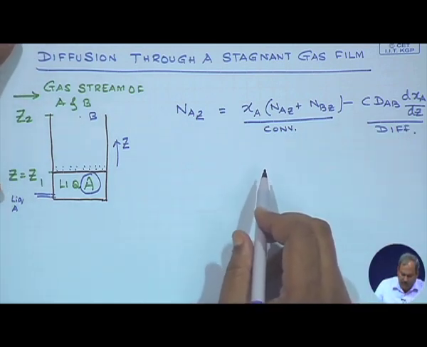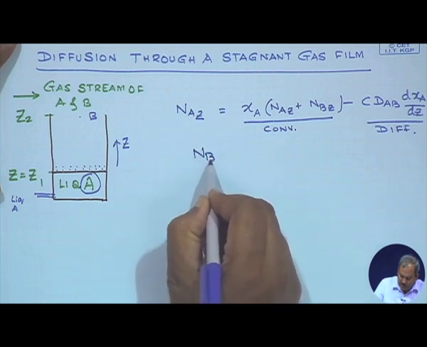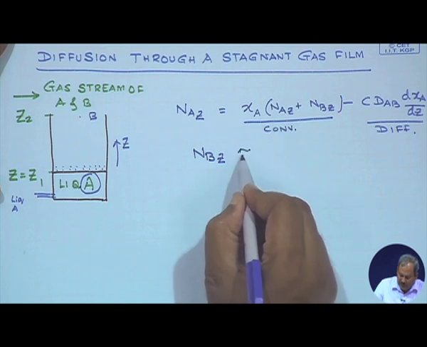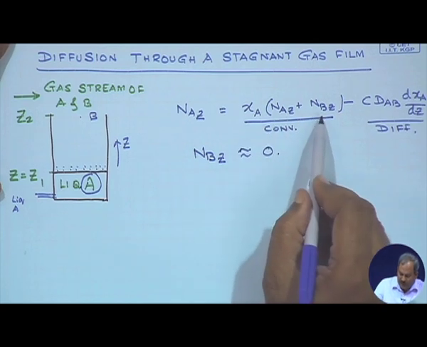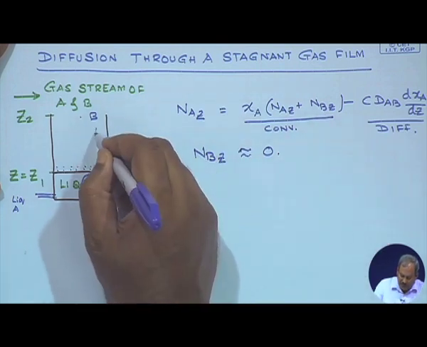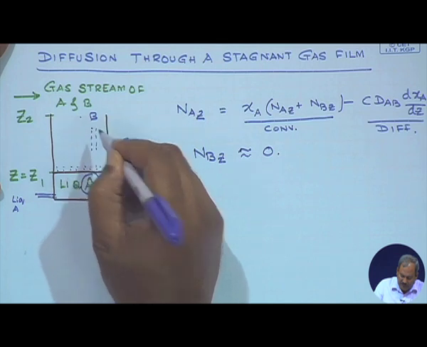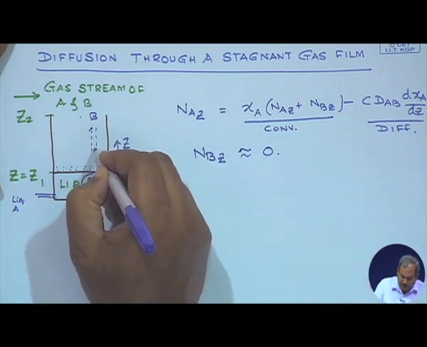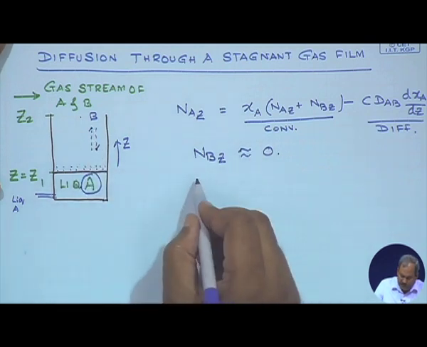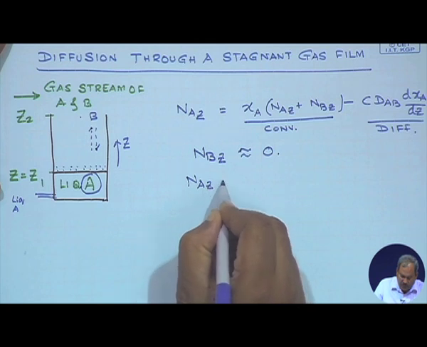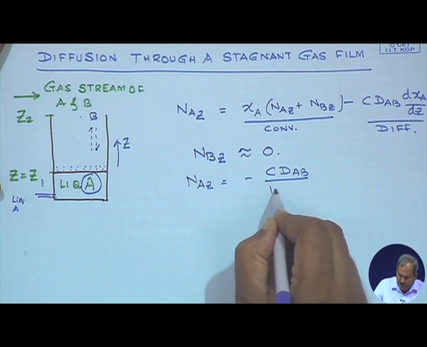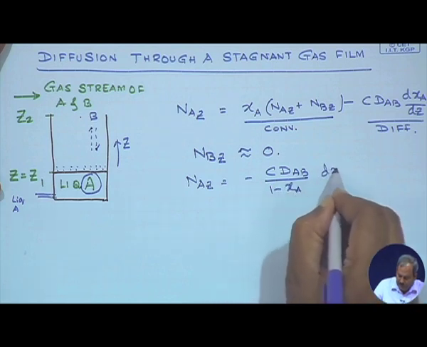According to whatever we have discussed so far, N_Bz is essentially stagnant. So, N_Bz is equal to 0. We do not have any net motion of B in the z direction. The movement of B is exactly counterbalanced by the convective movement of B out of the tube. So, since N_Bz equals 0, your N_Az would simply be equal to minus C D_AB over (1 minus x_A) times dx_A/dz.